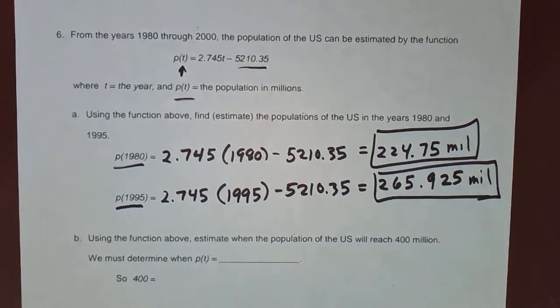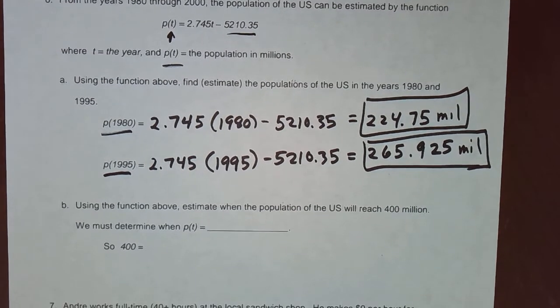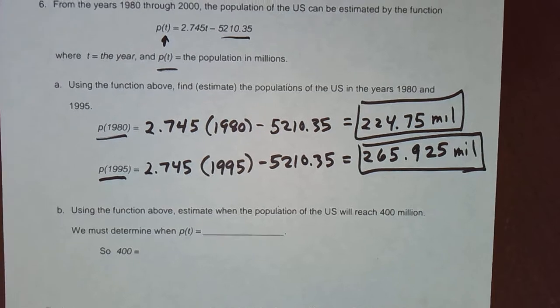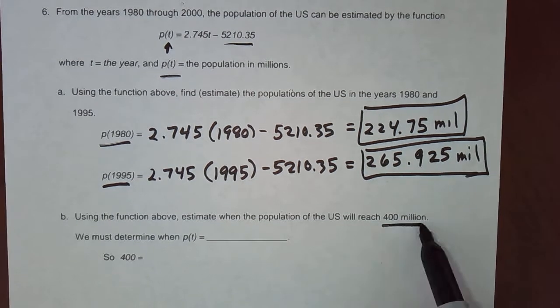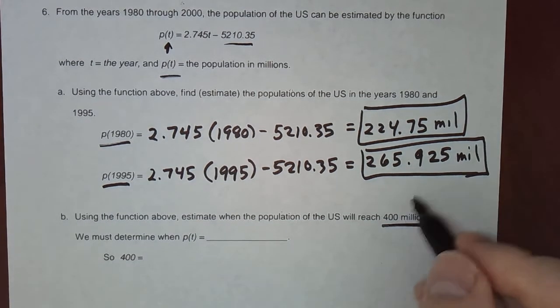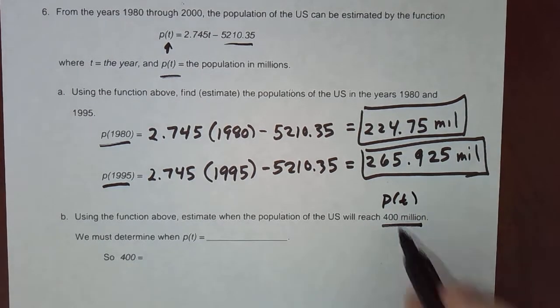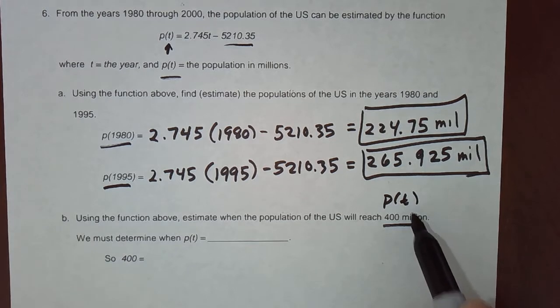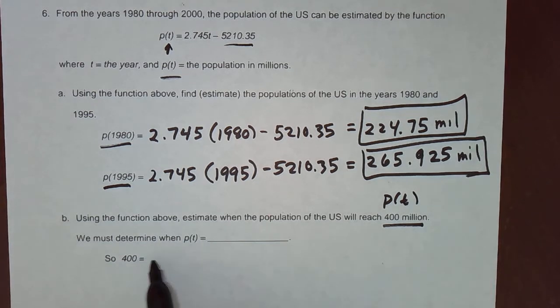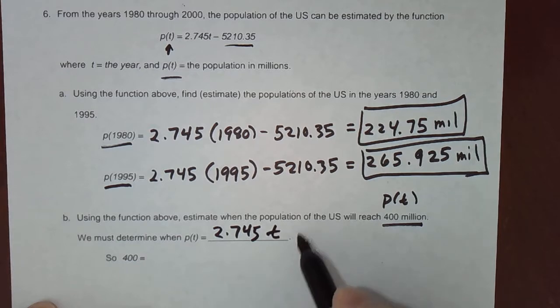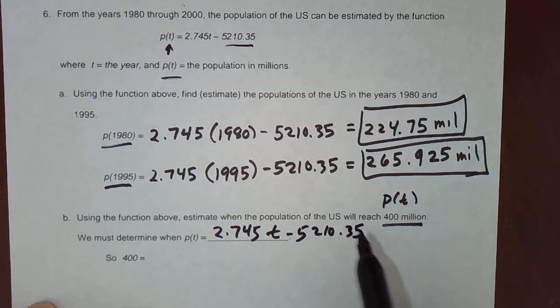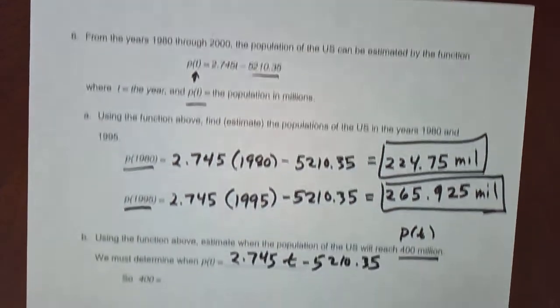Well, now we're going to use that function above, and we're going to extrapolate a little bit. We're going to assume that function is good even beyond the year 2000. Let's use it to estimate when the population will reach 400 million. So 400 million is the left side. P of t is 400 million. And we need to figure out what value of t, in other words, what year, will give us a population of 400 million. So we must determine when P of t, which is 400 million, is equal to 2.745 times t minus 5210.35. I just copied the function from above.